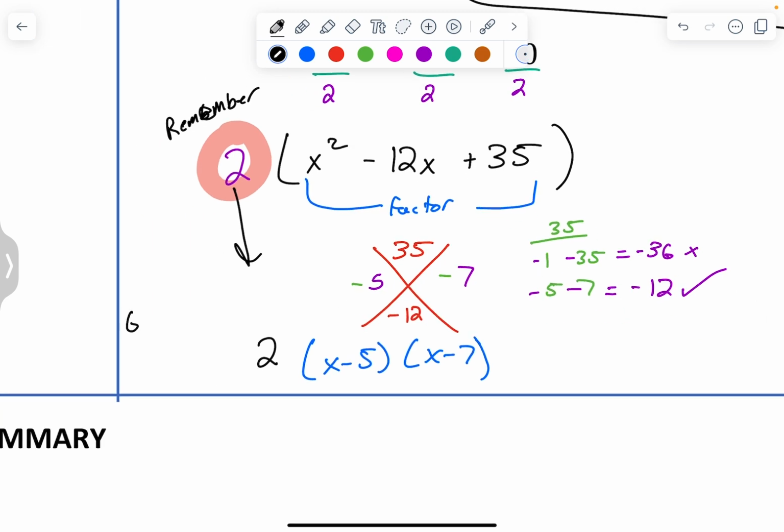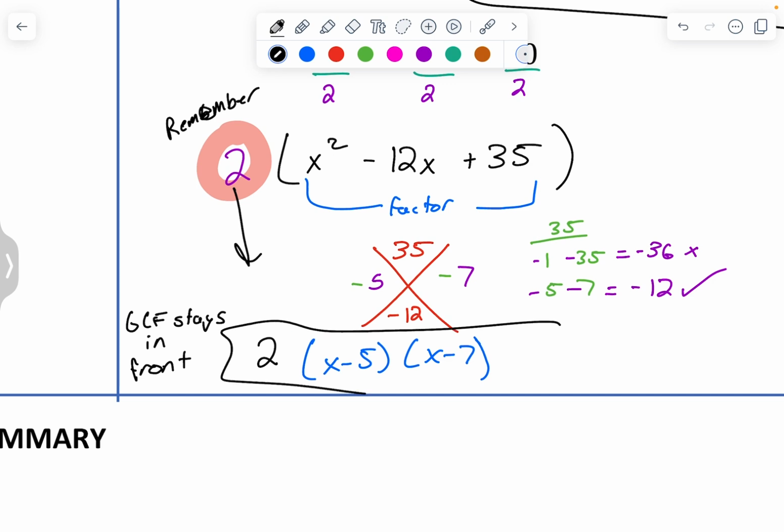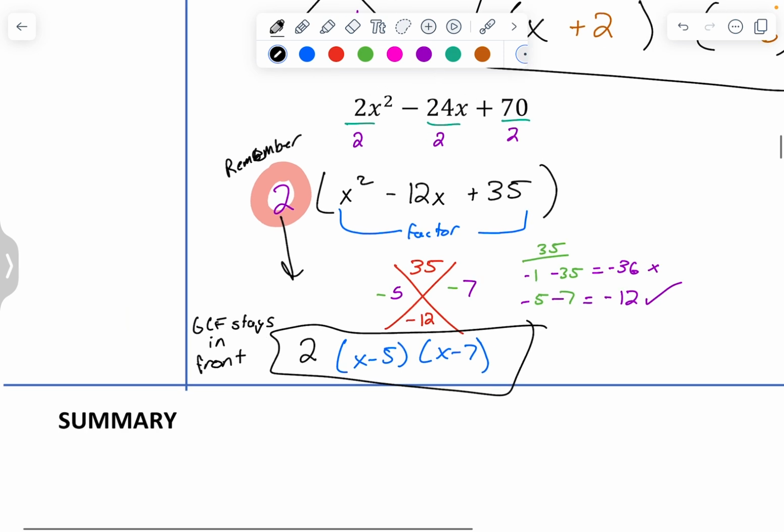So we'll make a little note, GCF stays in front. It doesn't go inside of your parentheses. Okay, so this is going to be our final answer: 2 times x minus 5 and x minus 7.